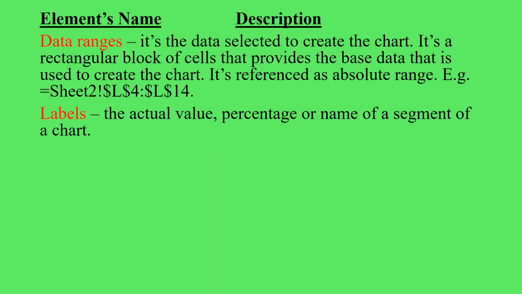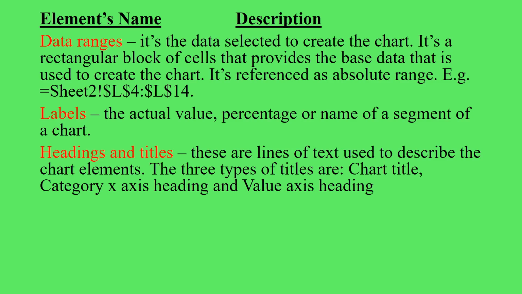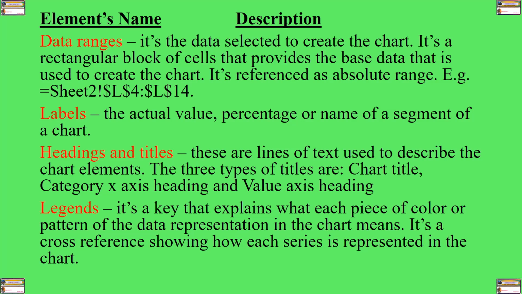The next part is called headings and titles. These are lines of text used to describe the chart elements. The three types of titles are chart title, category x-axis heading, and value axis heading. The other part is called legends. Legend is a key that explains what each piece of color or pattern of the data representation in the chart means. It is a cross-reference showing how each series is conducted in the chart.